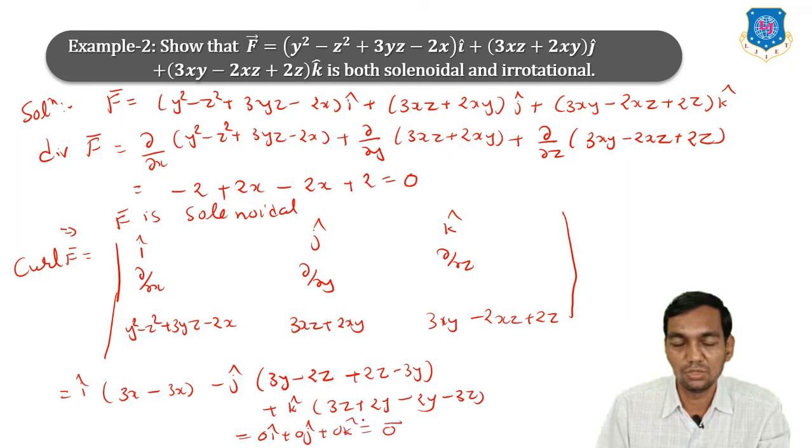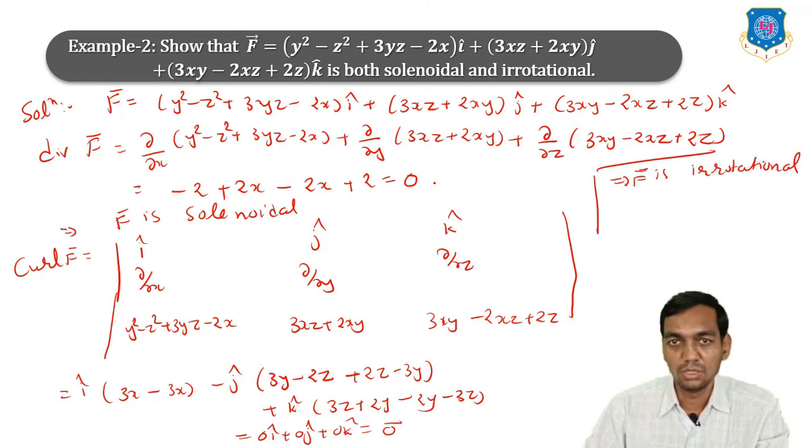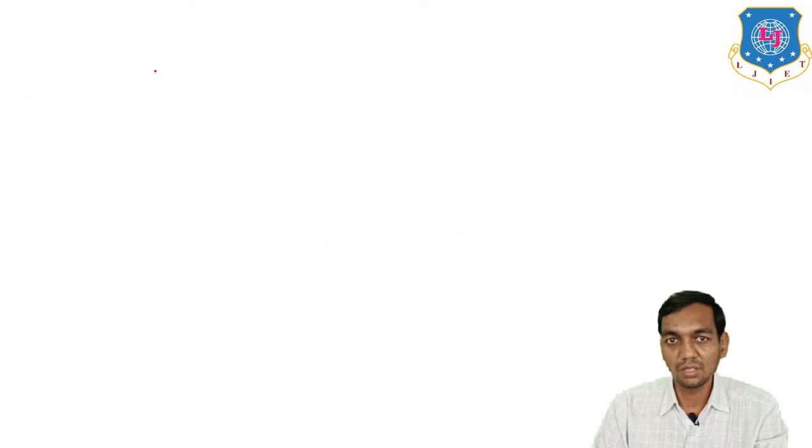That means you have a zero vector, and therefore f bar is irrotational. Also, if it is given that curl of f bar is 0, then it is also said to be a conservative field.